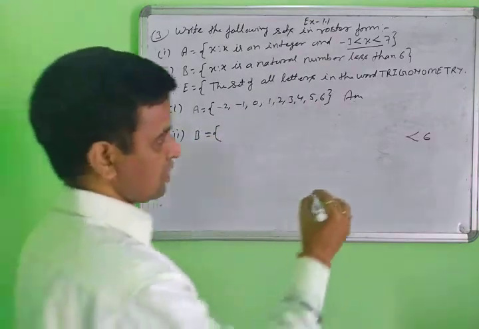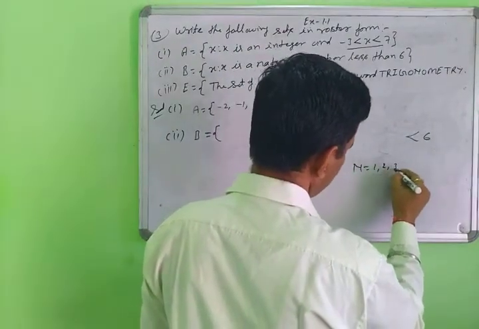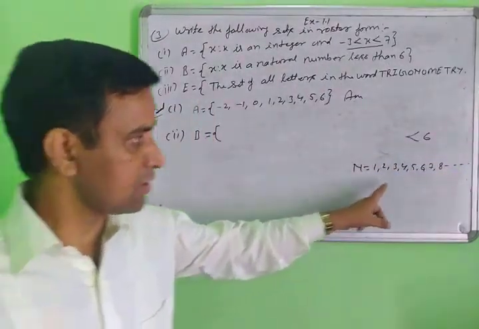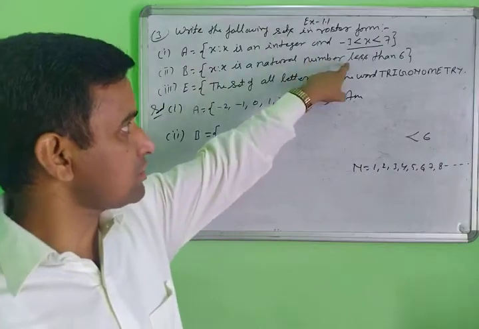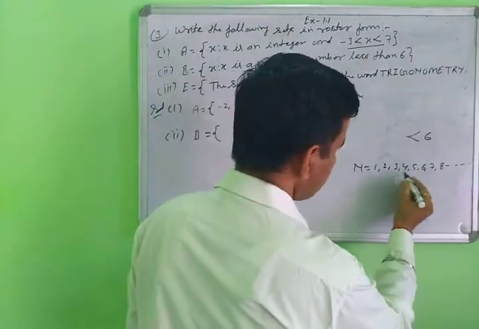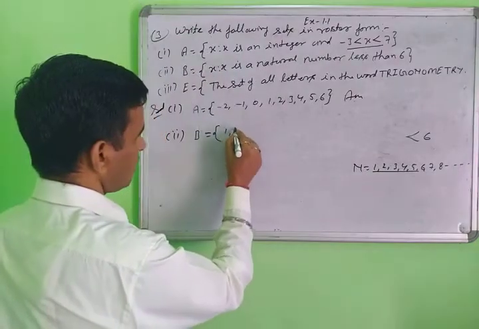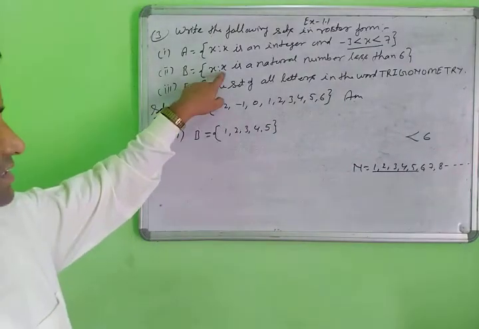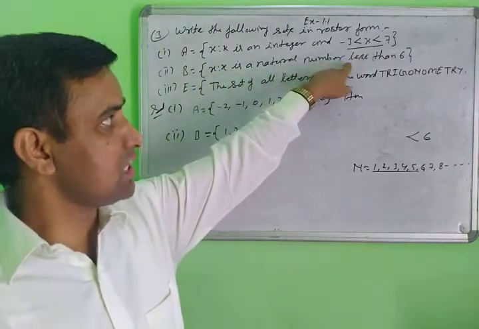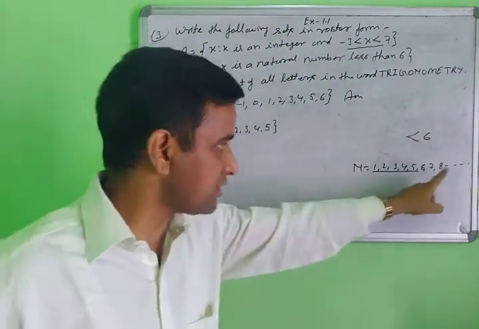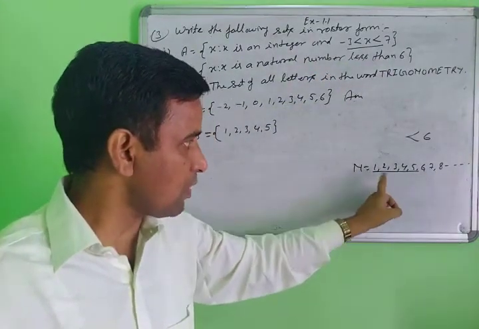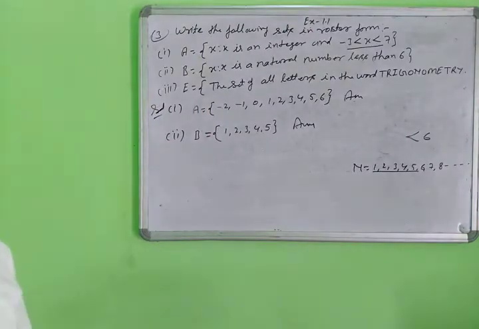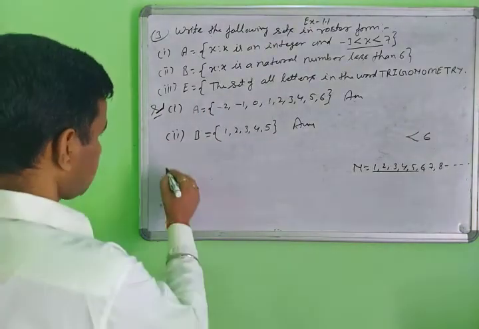You know what a natural number is? Natural numbers are 1, 2, 3, 4, 5, 6, 7, 8, and so on. These are called the natural numbers. Less than 6 means the numbers from 1 to 5, so you write 1, 2, 3, 4, 5. x such that x is a natural number with limit less than 6 means 1 to 5. This is the solution of the second part. Very simple. Similarly, the third part.